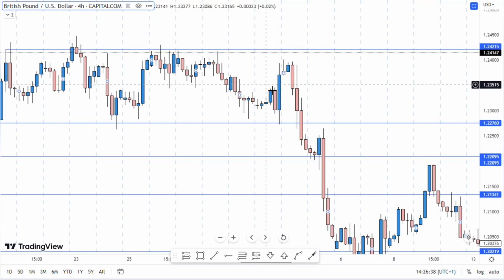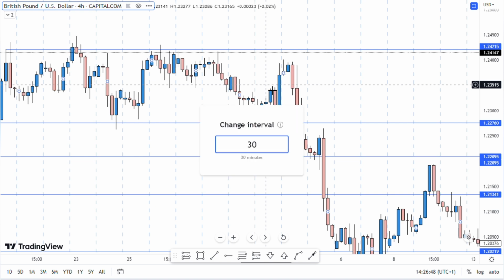Then I'll show you the way to validate your trend line and how to enter a trade using as low as a 10 pips stop loss. You know I love 10 pips stop loss. So let's move to 30 minutes.